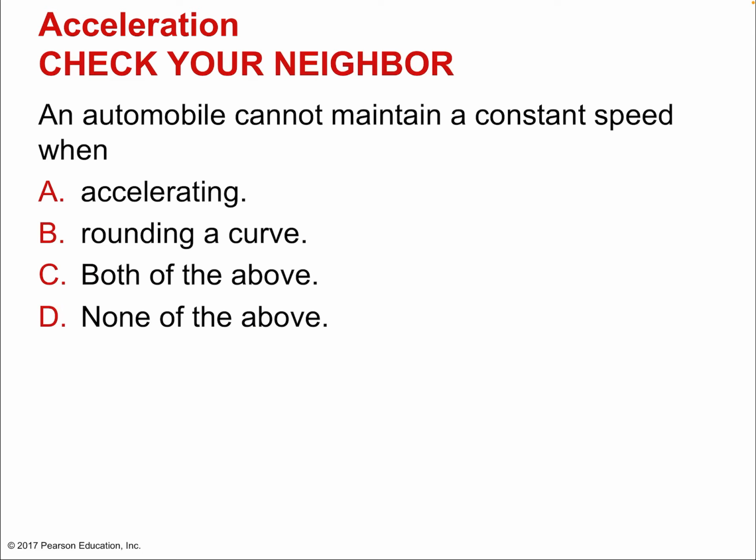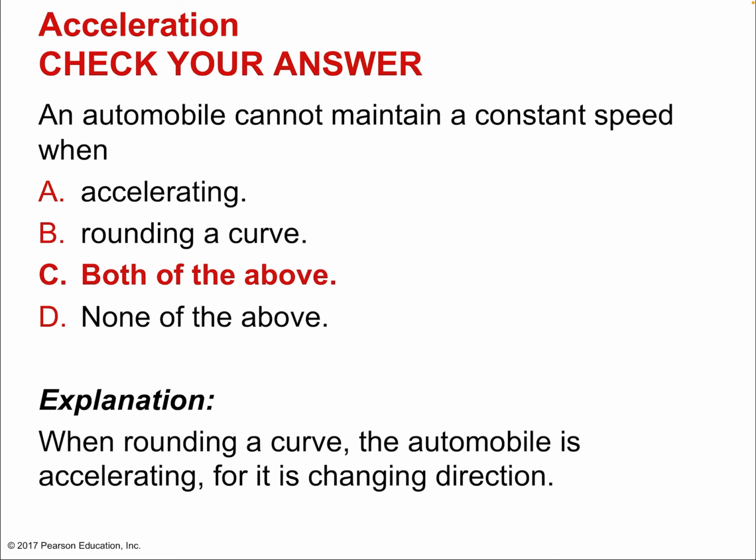So an automobile cannot maintain a constant speed when accelerating, rounding a curve, both, none. Well, I've said acceleration involves turning, so aren't these both just acceleration? Yeah, right? Rounding a curve is physical science speak for acceleration, because you can't turn without accelerating. That's a change in velocity, because velocity has both magnitude and direction.